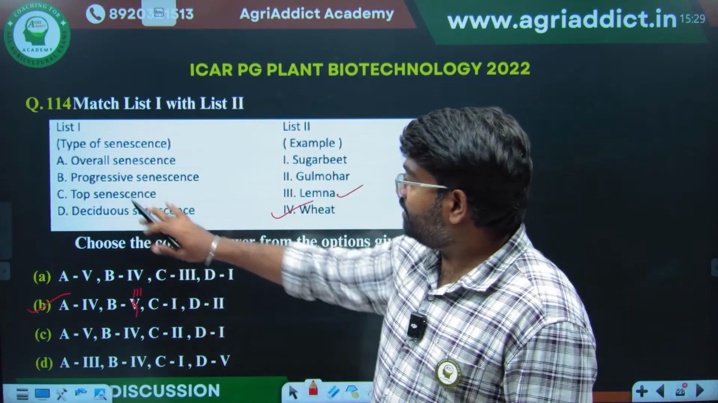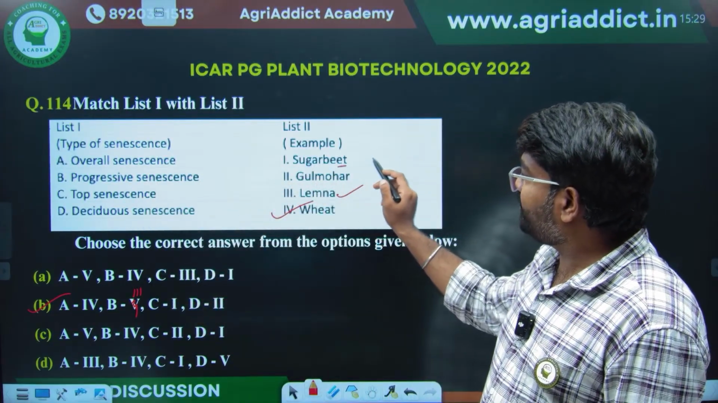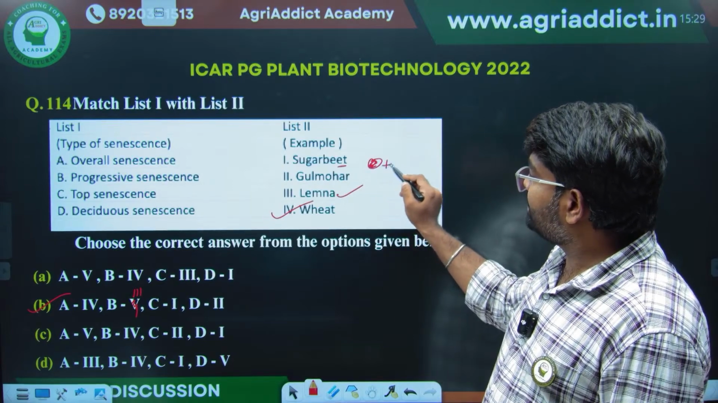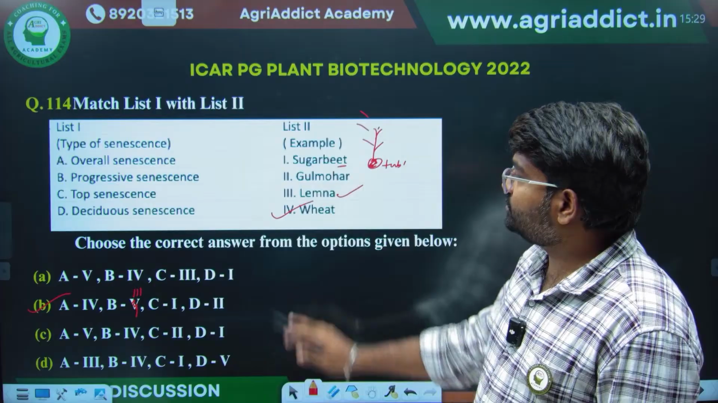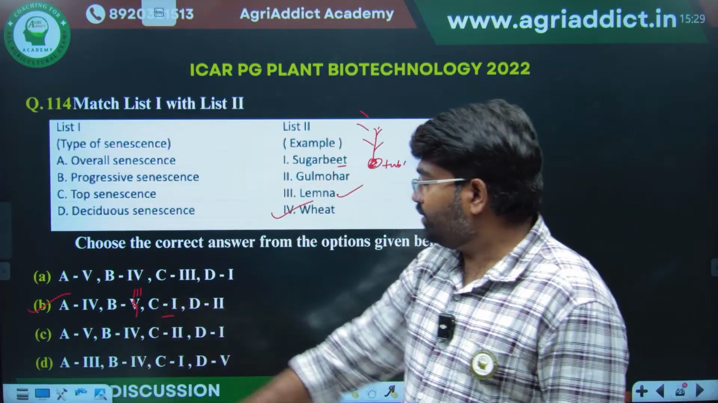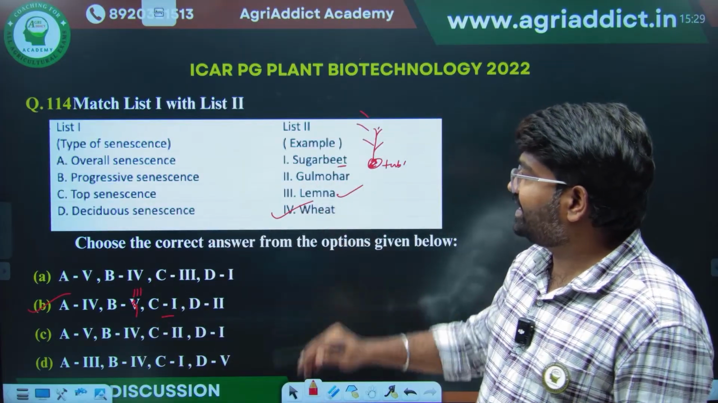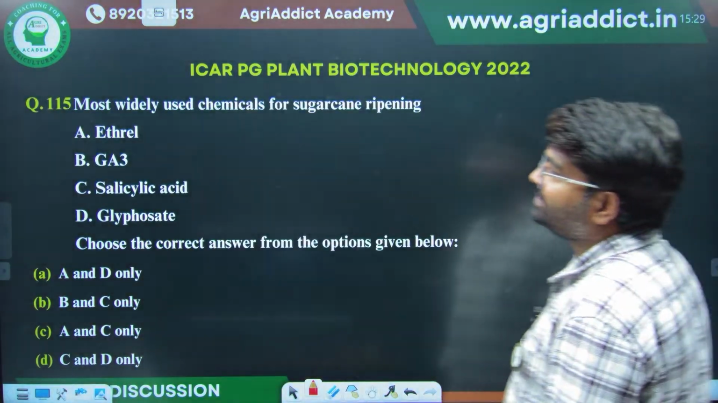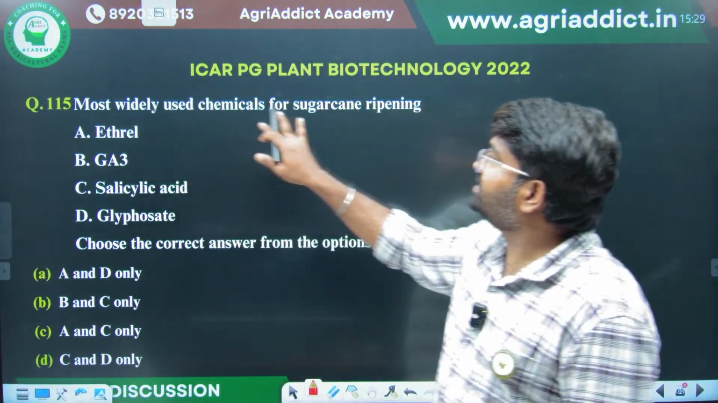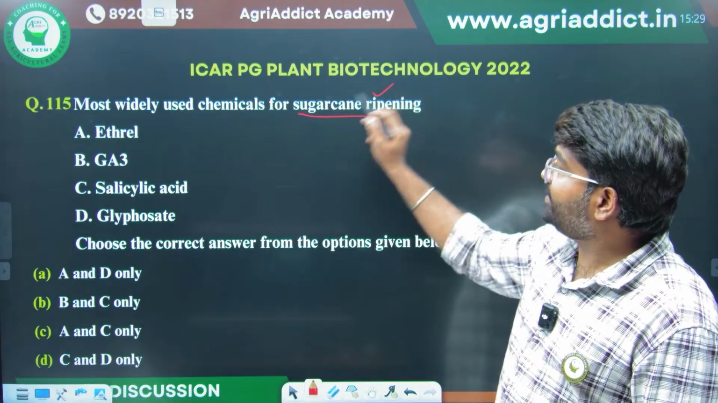Top senescence in sugar beet: the root, that means the tubers, will remain active. The shoot will senesce. So C will come, option 1. Deciduous senescence example is gulmohar. Clear, students?